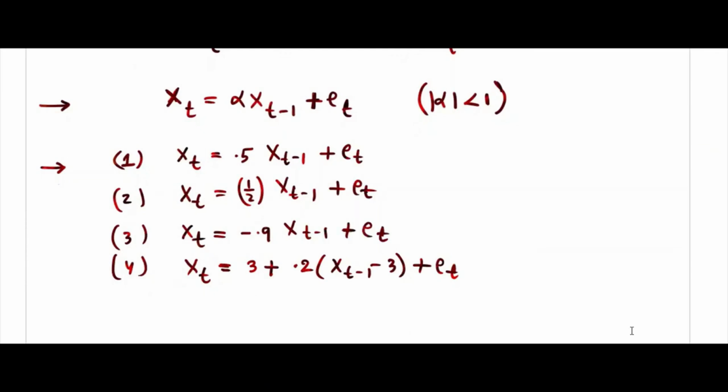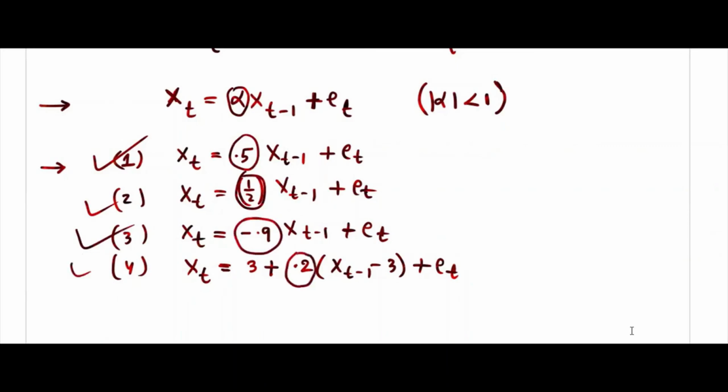Seeing all these, you can say this is stationary because alpha mod is less than 1. This is stationary because alpha mod is less than 1. This is stationary because alpha mod is less than 1. We are not worried about 3. That is the drift of the process. We'll think about this later. You can just transfer it to the earlier form: xt minus 3, you take yt. So you write yt is equal to 0.2 yt minus 1 plus Et. Again, 0.2 is alpha, so less than 1. So all are stationary.